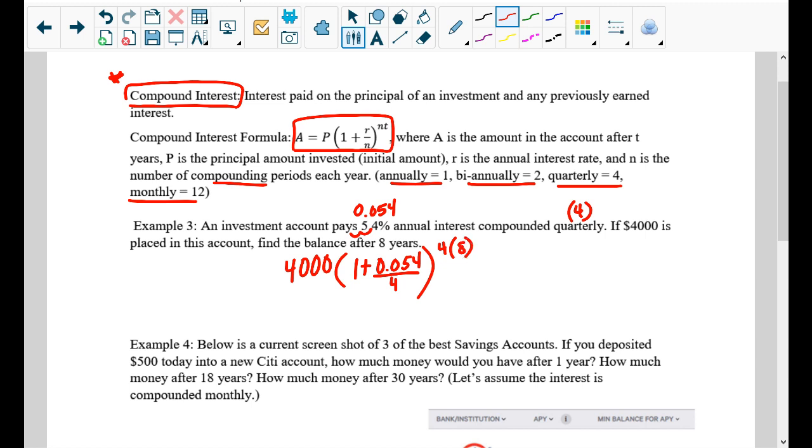So we can kind of simplify this down. If you want, you can plug it straight in the calculator just like that. Especially if you're using Desmos, as long as it looks just like this, you are good to go. So when I plug that in, I get $6,143.56. That's again after 8 years. So you made over $2,000 in 8 years doing nothing but investing that money.